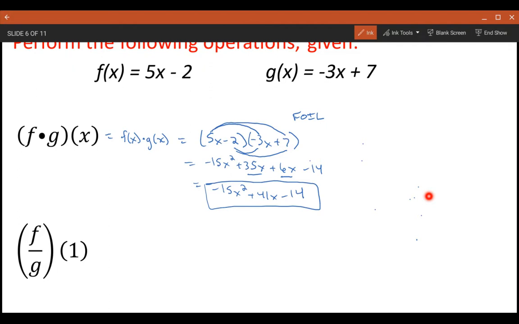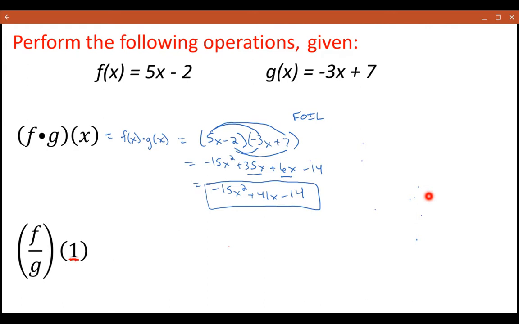All right, now the next one is a division. And again, this one has a number here. So we're going to write this as f of 1 over g of 1, in the same way that if it was an x. So then we're just going to plug 1 into f. So that becomes 5 times 1 minus 2 over negative 3 times 1 plus 7.